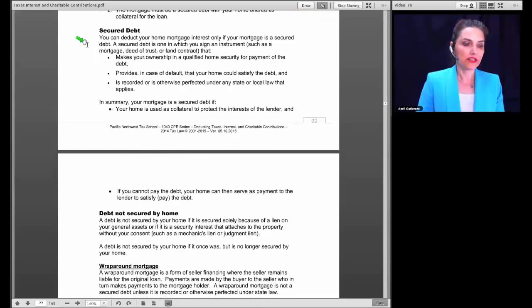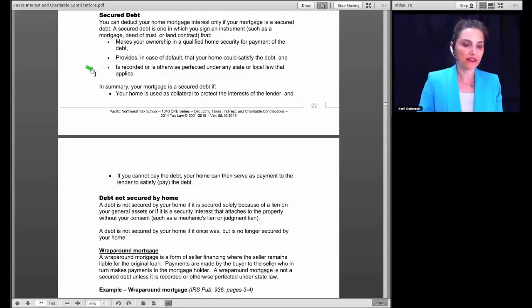Secured debt. You can deduct your home mortgage interest only if the mortgage is a secured debt. A secured debt is one in which you sign an instrument such as a mortgage, deed of trust, or land contract that makes your ownership in a qualified home security for payment of that debt. And it provides, in case of default, that your home could satisfy the debt, and it is recorded or is otherwise perfected under state law or local law that applies.